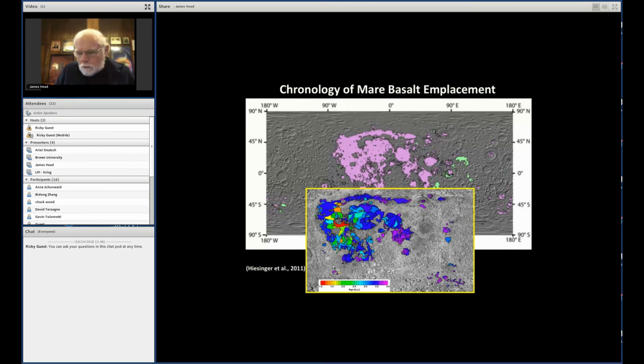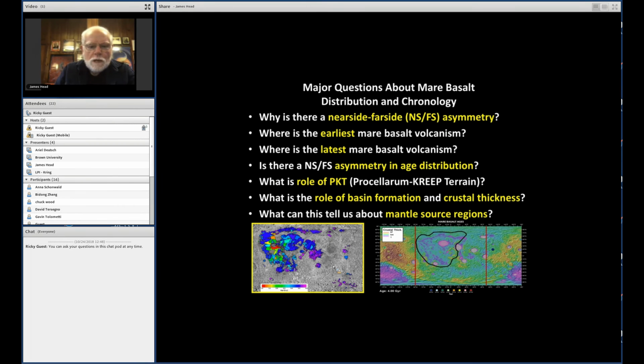So let's lurch towards a close here by talking about the chronology of Mare basalt emplacement. So we have Harry Hiesinger and his colleagues' data in the synthesis paper in 2011. And part of the questions we have to do with, in fact, why is there a near-side, far-side asymmetry in the distribution of Mare lavas? We know that's the case. You just have to look at this map alone to see that.